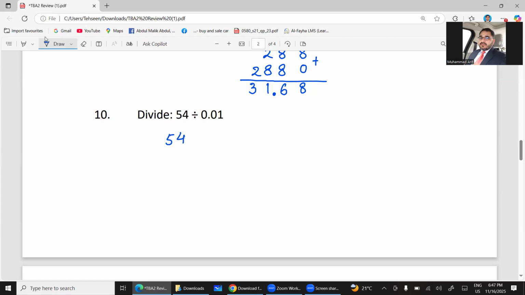This 54 stays as it is. Divide, we can change to multiply. Then in the place of the decimal number, we can write 1. After the decimal, there are 2 digits, so we write 2 zeros here. Now it's easy to multiply. 54 multiplied by 100 will be 5400. This will be the answer.